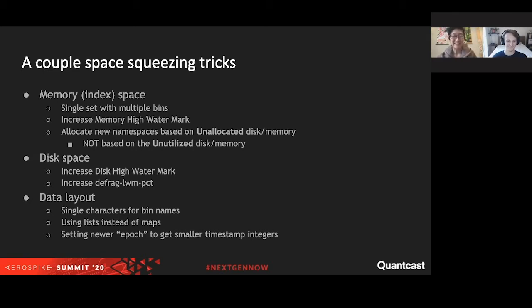For our data, we've also tried to lay this out efficiently. We use single characters for the bin names. We've used lists in places instead of maps because lists take up a few less bytes than maps, and when you have billions and billions of records, every little byte counts. We've set a new epoch on our timestamps so that our timestamps have smaller integers, and we've saved hundreds of gigabytes by doing this.